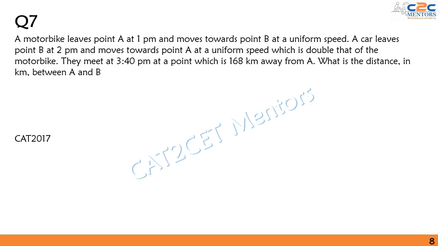Very straightforward question. A motorbike leaves point A at 1 p.m. and moves towards point B at a uniform speed. A car leaves point B at 2 p.m. and moves towards point A at a uniform speed, which is double that of the motorbike. They meet at 3:40 at a point which is 168 kilometers away from A. What is the distance between A and B?